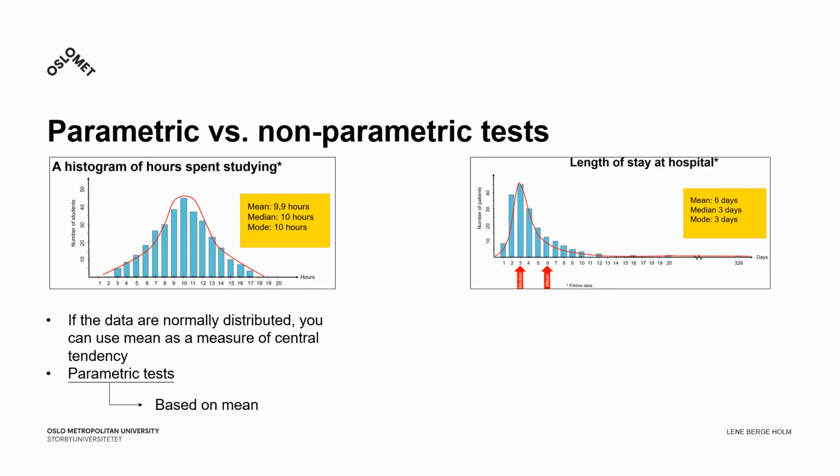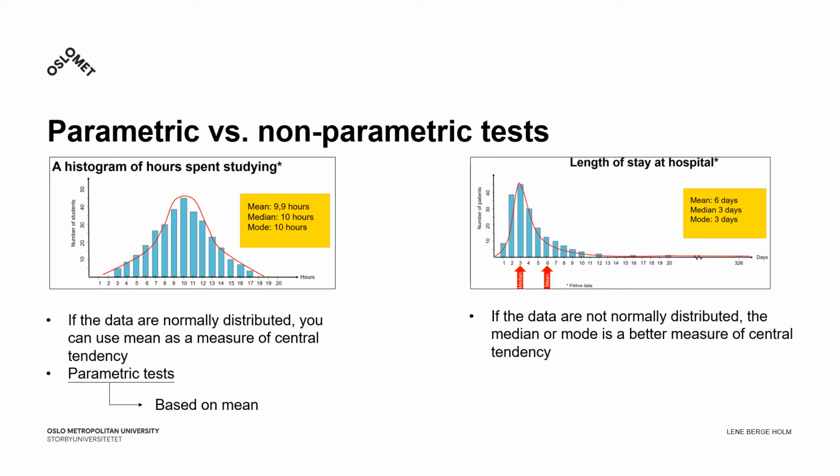On the other hand, you have non-parametric tests. I have also used this example in a previous video, the length of stay at a hospital ward. And here you can see that the mean is much higher than the median and the mode because we have some outliers. So when the data are not normally distributed, the median or the mode is the better measure of central tendency. And this is where we will use non-parametric tests, because these tests are based on the ranked data and not on the data themselves.